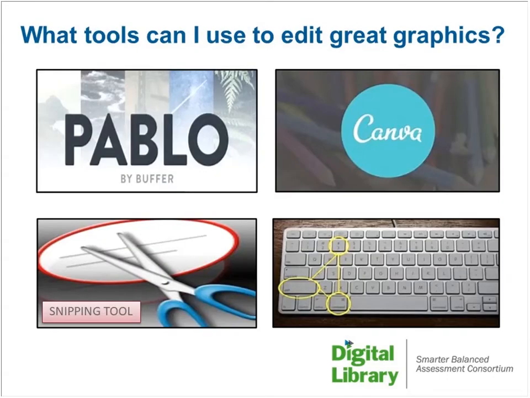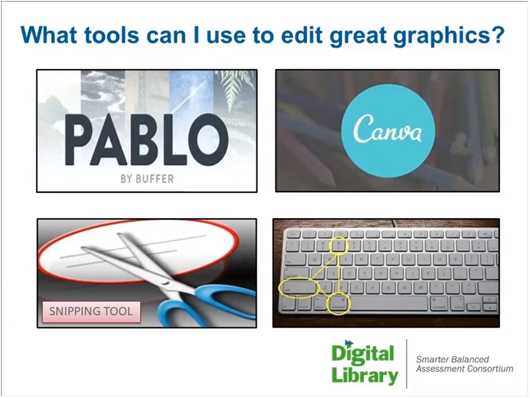Now, when it comes to the tools to use to edit images, we have a few suggestions. You can use anything you want that you're comfortable with. But we found a couple things, and we use a couple things regularly that are simple, free, and give you a lot of flexibility. So just a quick overview of the tools, and then I'm going to jump into a little demo. Pablo by Buffer is a tool that we think is probably one of the easiest to use.